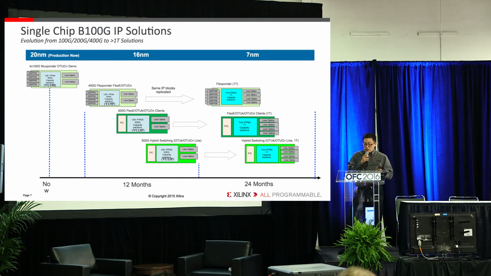So now let's take a look at the beyond 100 gig IP portfolio, okay? So on the left-hand side, this is the demo that we have at the Xilinx booth, okay? It's essentially a Muxponder with 4 100 gig as the client, and on the line side is a 400 gig big pipe, the OTUC4, but the design actually also supports OTUC2, which means it's a 200 gig big pipe, or it can also support OTUC1, which means you can also create 4 100 gig pipes as well.